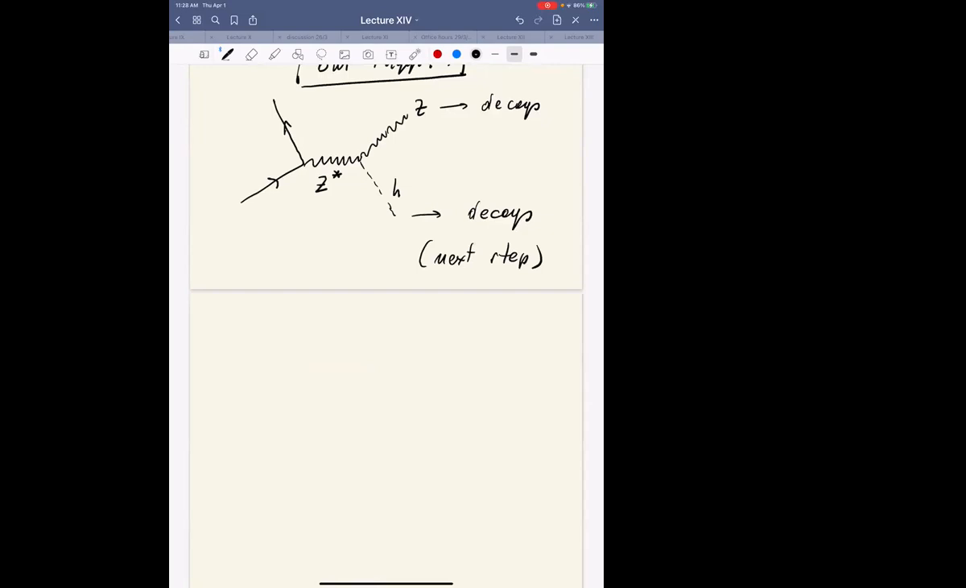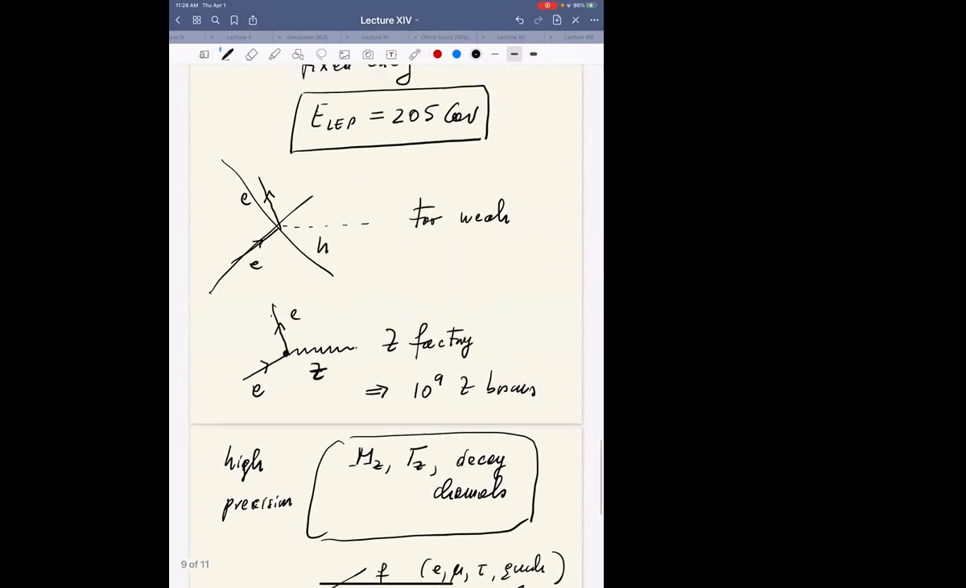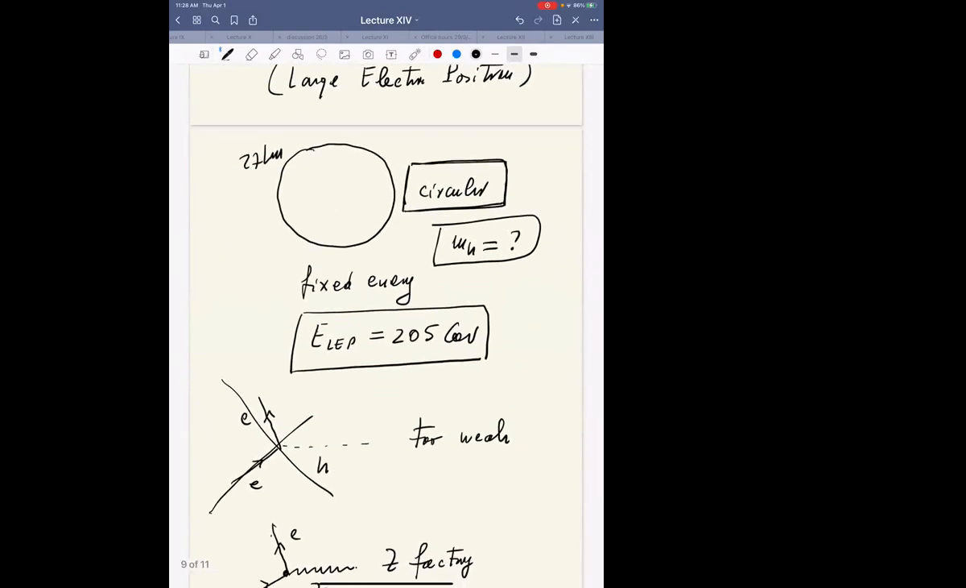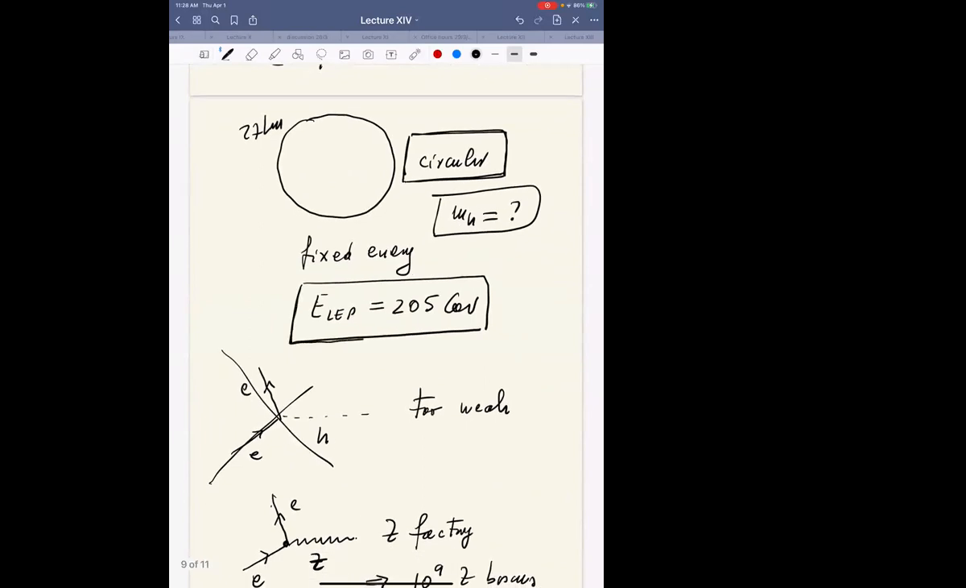What's the problem? Why couldn't LEP see the Higgs? As you know, LHC saw the Higgs. Here, the characteristic of the machine, there is a circumference, there's the energy. I gave you all the results you need. You have to tell me why I couldn't see the Higgs.